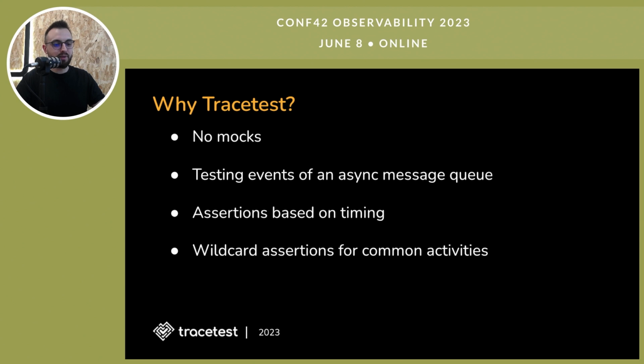Another thing that's very powerful is that if I have an async message queue like RabbitMQ or Kafka or something like that, how do I know that the values that get pulled off of Kafka are actually correct? Yeah, that's a big headache. And with Tracetest, that's something you can do because of getting access to the actual trace span that says, yep, the value that I pulled off of Kafka is this one.